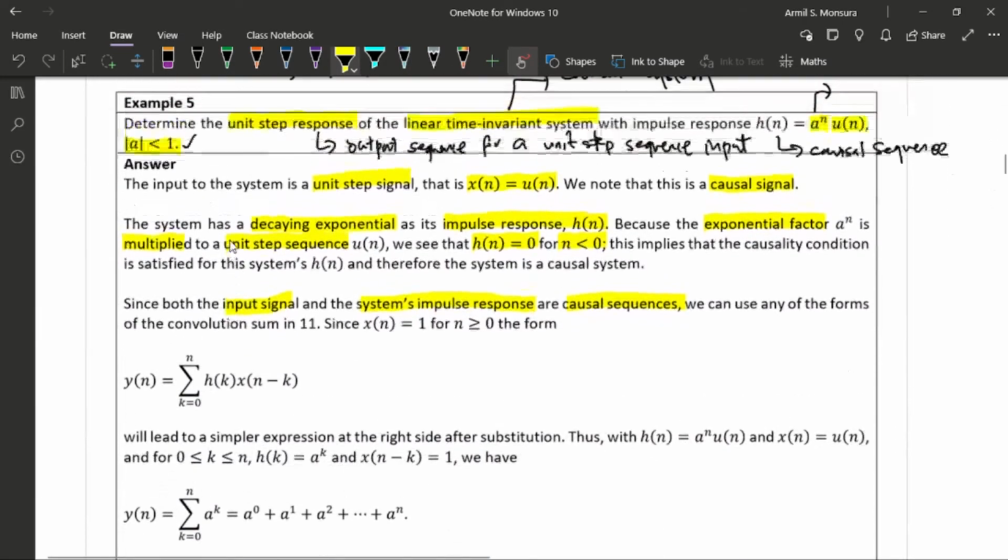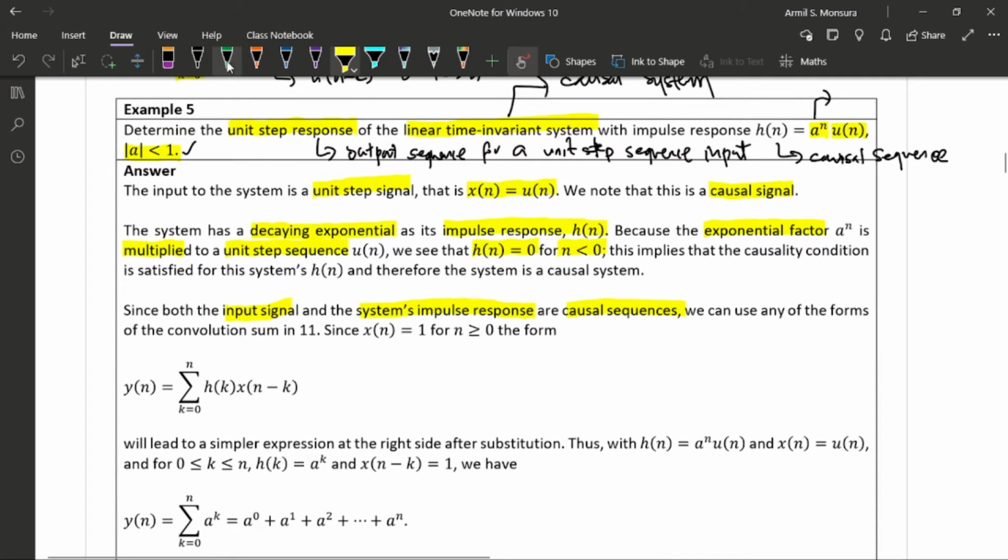So, since our input sequence is u of n, and our impulse response is a raised to n u of n, it seems na mas madaling i-timefold. It would be easier to timefold and shift x of n kesa sa h of n because h of n carries a much more complicated form kesa sa x of n. So we use this. Si x of n ang i-time fold and shift natin.